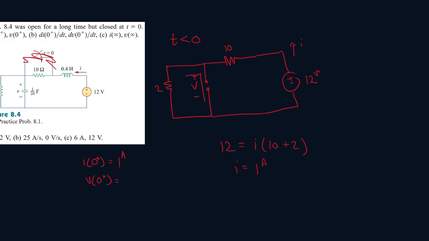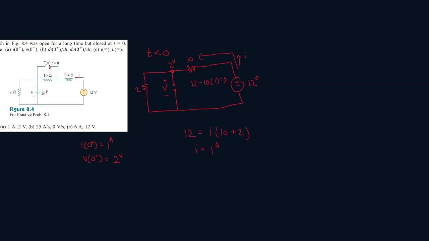Now, for the voltage here, as we travel through here, there will be a voltage drop. So it'll be 12 minus 10 times I, which is 1. So it will be 2. So the voltage here will be 2 volts, and that will be the voltage here. It's going to be 2 volts when t is less than 0, and the second t is equal to 0 when we close this switch, this is not going to change abruptly. So V at 0 plus is going to be 2 volts. Okay, so that's all done.